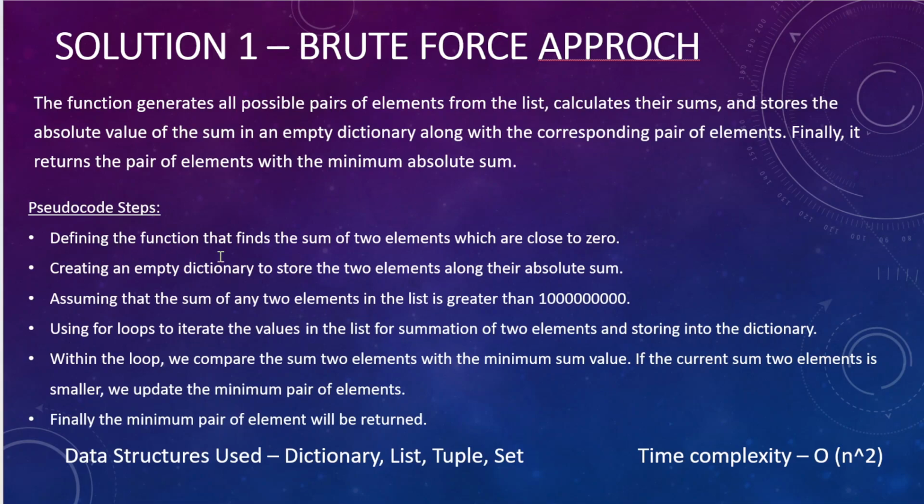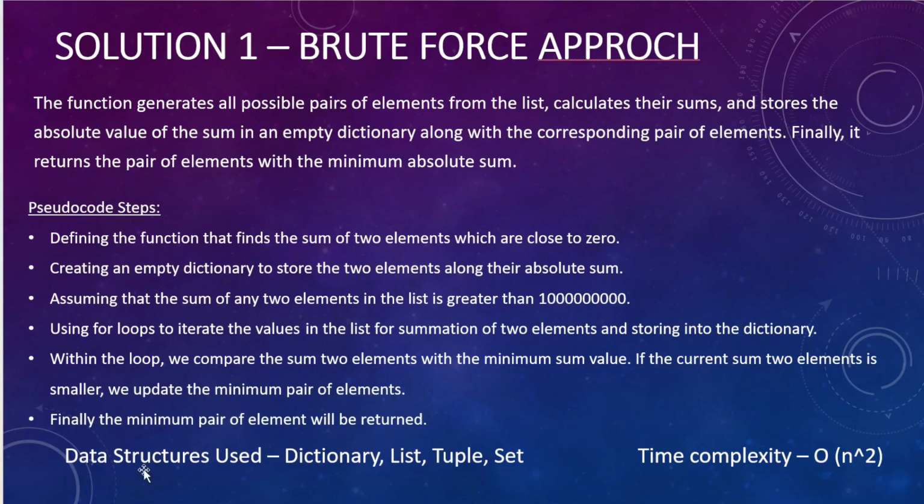The steps include defining the function that finds the two elements whose sum is closest to zero, creating an empty dictionary to store the two elements along with their absolute sum, assuming that the sum of any two elements in the list is not greater than 10 to the power 9, and using for loops to iterate over the values in the list, summing the two elements and storing them in the dictionary. Within the loops we also compare the sum of two elements with the minimum sum value. If the current sum of two elements is smaller, we update the minimum pair of elements. Finally, the minimum pair of elements will be returned.